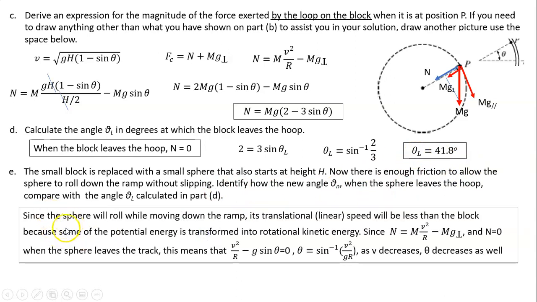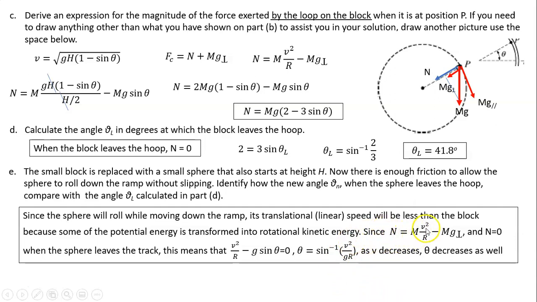So let's take a look. What happens when a sphere comes down? It will roll because it says there is enough friction to allow it to roll. When it rolls, that means it will have rotational kinetic energy. And where is that rotational kinetic energy coming from? It comes from the original gravitational potential energy that's transformed into rotational kinetic energy. So v will be smaller.